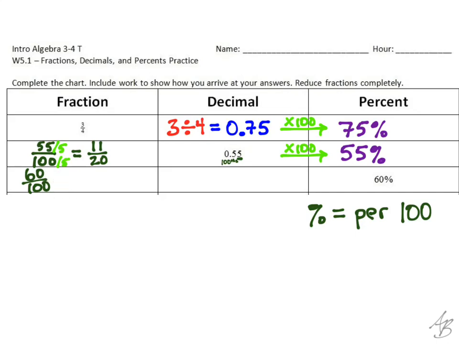That can reduce. They both end in 0, so we can reduce that by 10. We get 6 over 10, but we'll notice that they're still both even. So we can reduce by 2 and we get 3 over 5.